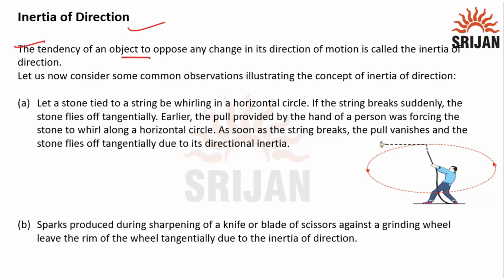Next is inertia of direction. It is the tendency of an object to oppose any change in its direction of motion, and it is known as what? Inertia of direction.